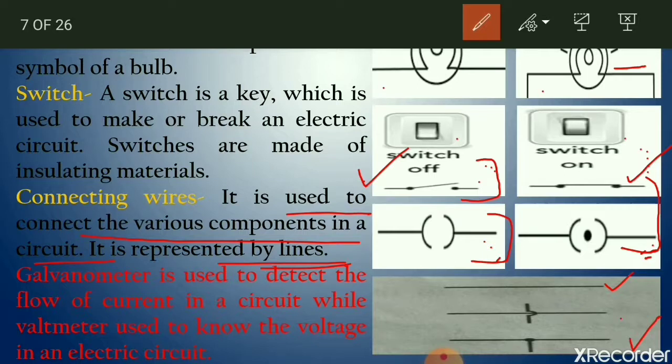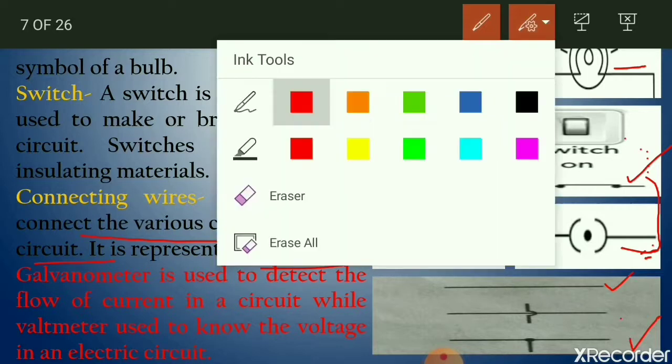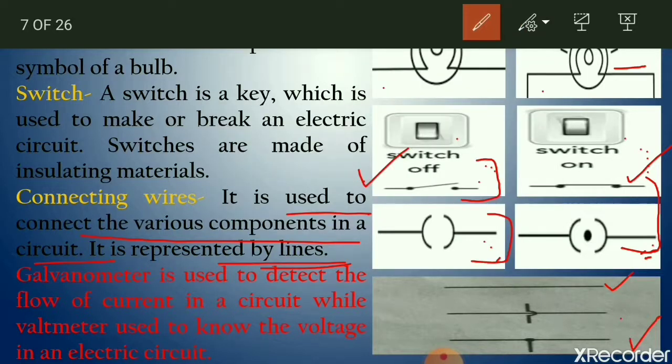Now two more components are used in any electric circuit. The first one is the galvanometer. Galvanometer is used to detect the flow of current in any circuit. Means when we have to detect the flow of current, it can be detected by a galvanometer.